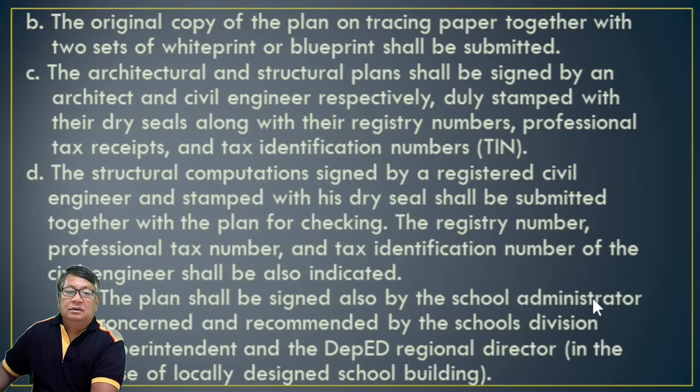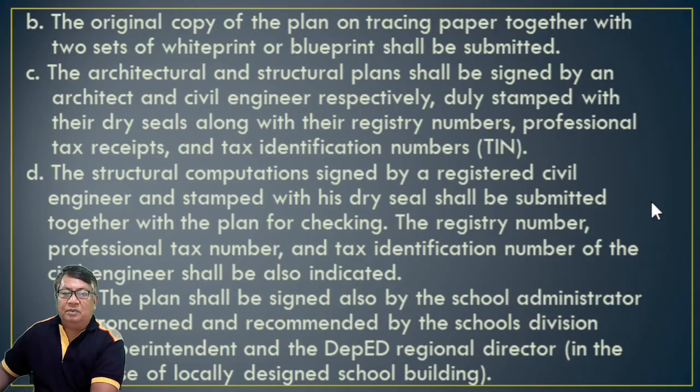Okay? So, letter B, the original copy of the plan on a tracing paper together with the two sets of white print or blueprint shall be submitted. The architectural and structural plan shall be signed by the architect and civil engineers respectively, duly stamped with their dry seals along with their registry numbers and professional tax receipts or PTR and tax identification numbers or TIN.